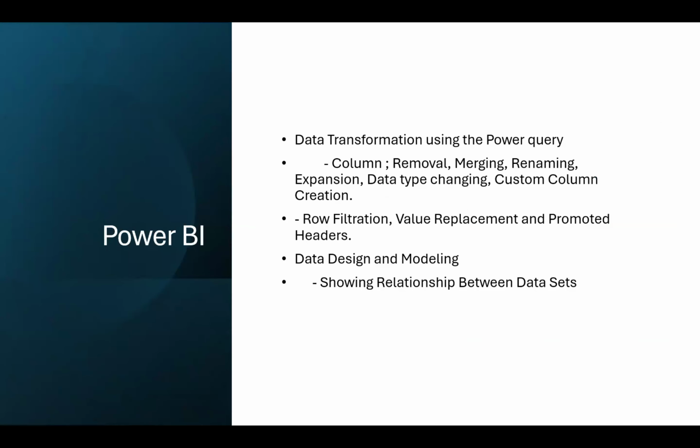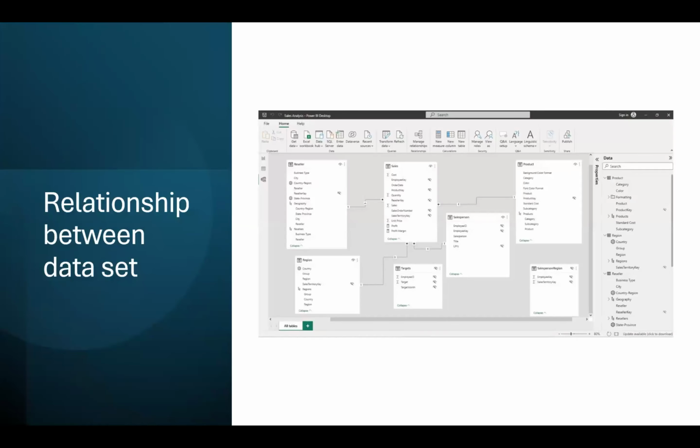So for Power BI, we still continue to transform data using the Power Query, and we removed irrelevant data contents. We merged, we renamed, we expanded some, and we also customized some of the columns. We were also able to filter some of the columns that we have, and we're also able to design and show relationships between the data sets. So this is a screenshot of the relationships that we were able to establish in the data set through the Power BI.